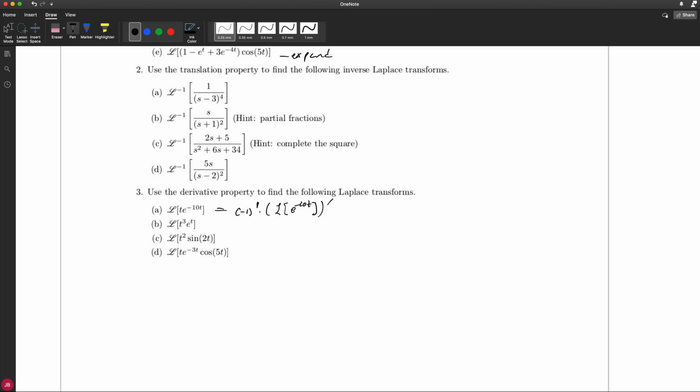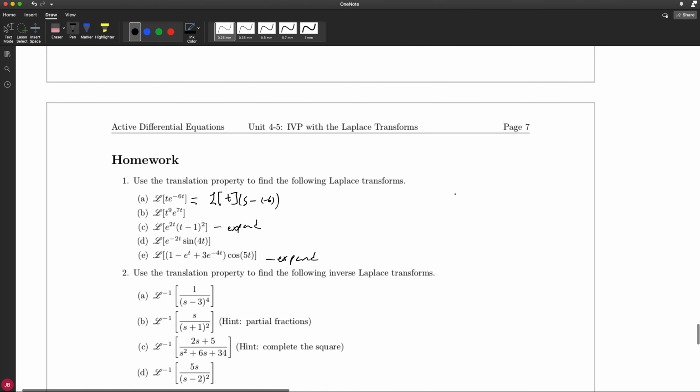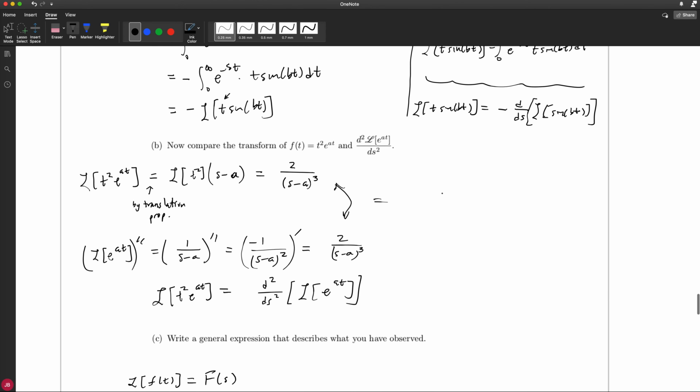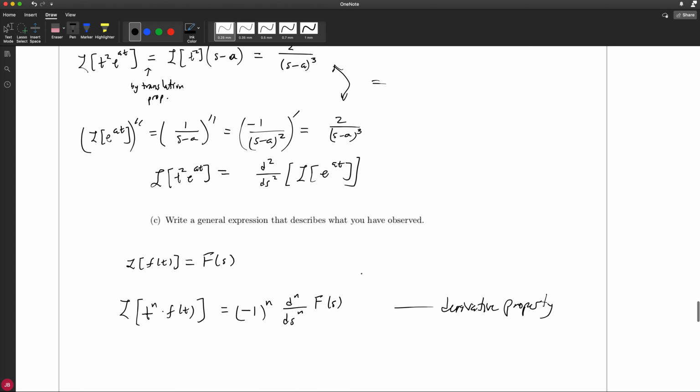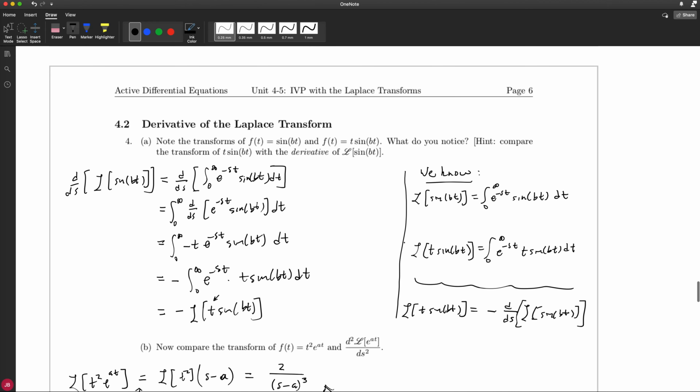This one here, you'd have a minus 1 cubed times the third derivative, right? Because you have a 3 here. This one you'll be doing a second derivative of whatever the Laplace transform of that is, and so on and so forth. So you're not supposed to recreate all of this work that I did here to convince you, I hope. Instead, you're just supposed to use the properties, right? So use the derivative property of the Laplace transform and use the translation property.